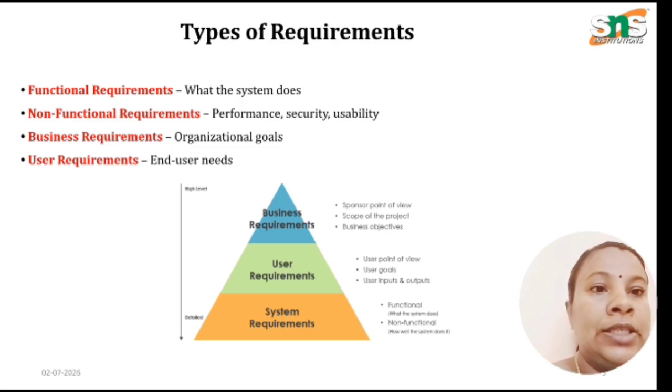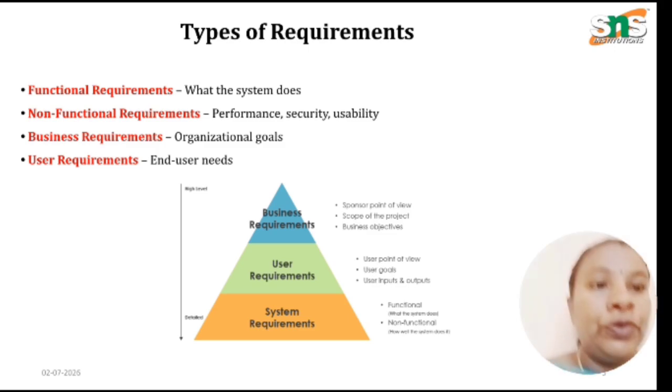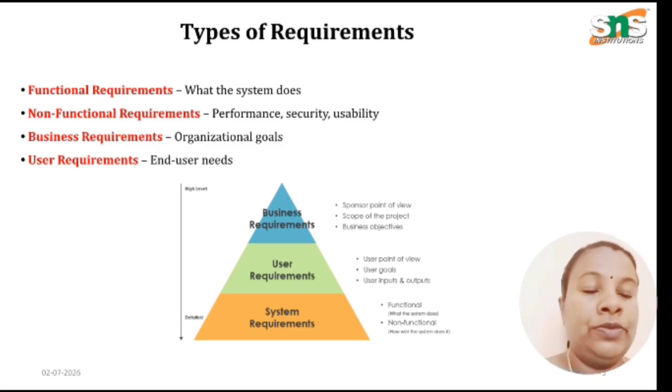So this is the hierarchy diagram. System requirements consist of functional and non-functional requirements. User requirements have the user point of view, user goals, user inputs and outputs. Business requirements consist of the sponsor point of view, scope of the project, then business objectives.